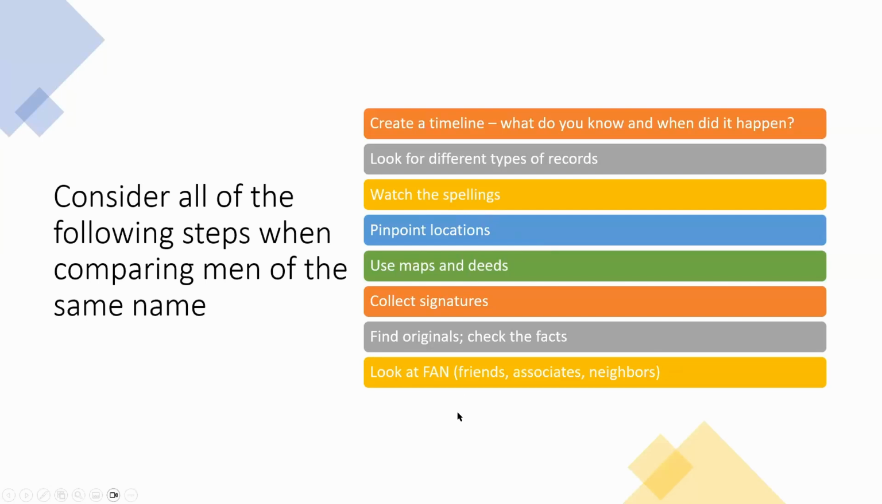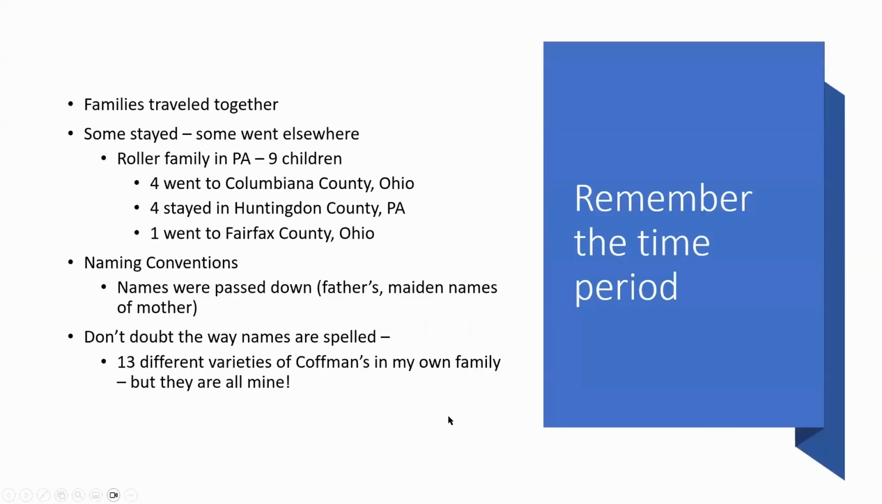The spelling of that last name could be different. Pinpoint your locations by using maps and deeds. Collect signatures as needed so you can tell the difference. The John Foxes, all 3 of them, did not write out their name. They used a mark. Unfortunately, those marks were not definitive and didn't help with the research we were doing here. Find your originals, look at your fan club as you're doing it.